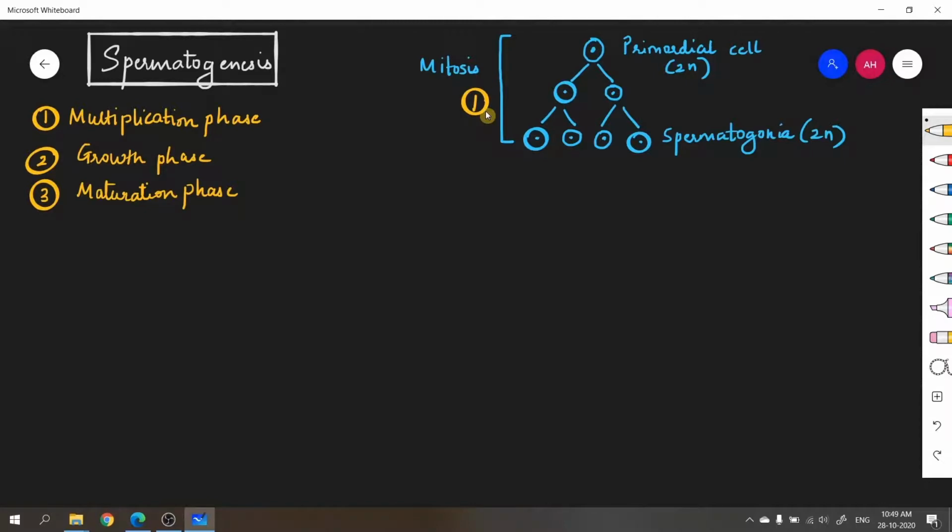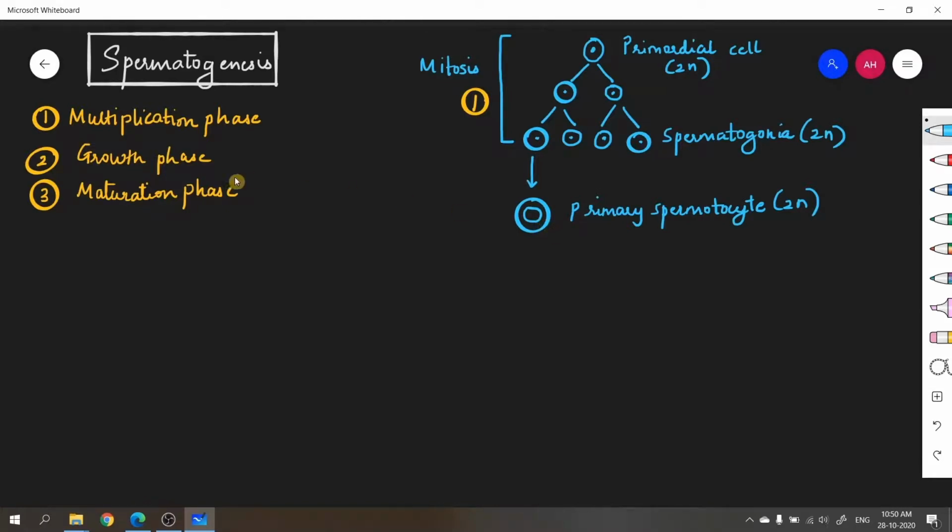So what happens in multiplication phase? Simply the primordial germ cell of the seminiferous tubule undergoes repeated mitotic divisions to give rise to large number of cells called spermatogonia, and they are all diploid as it is mitotic division. Now comes the second phase, in which some of the spermatogonium grow by accumulating food, and they are now called, let me just write that down here, primary spermatocyte. And primary spermatocyte would obviously be diploid again, because it is the same cell of spermatogonium, but now it has enlarged because of accumulation of food.